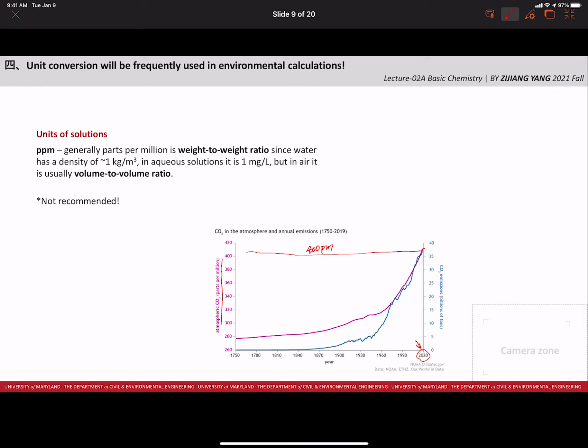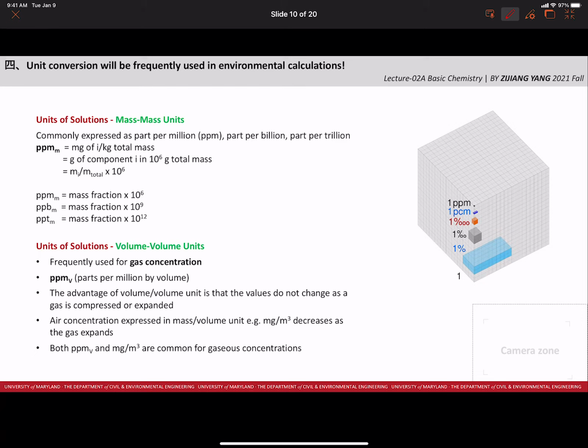So ppm generally refers to parts per million, a weight to weight ratio. But it can also be used as a volume to volume ratio because the density of water is one. But take a note here, this unit is not recommended. I will mention why. Okay, so let's talk about more of the units.